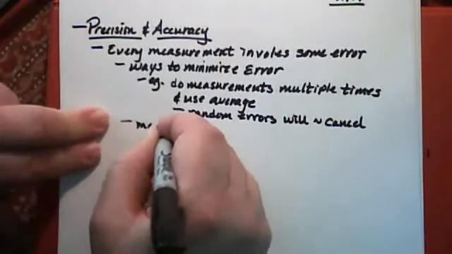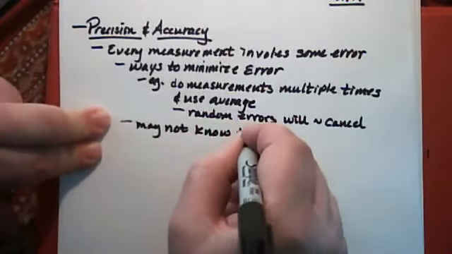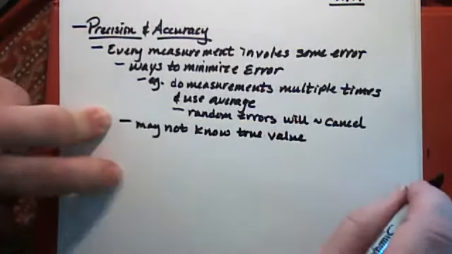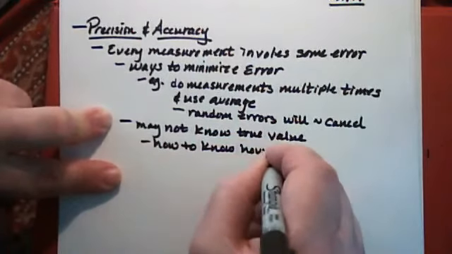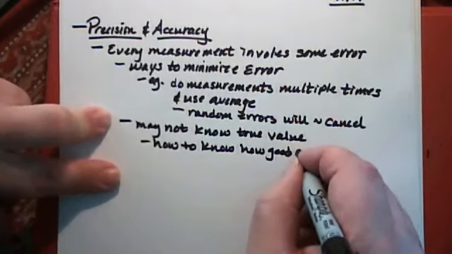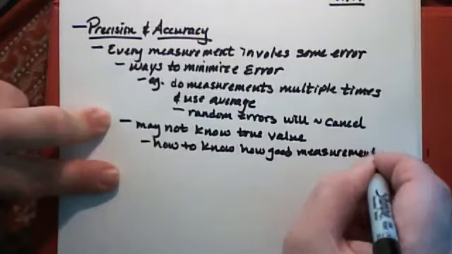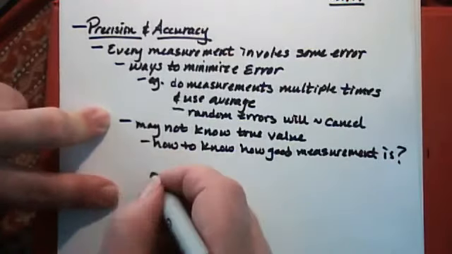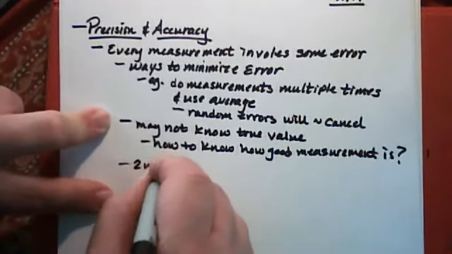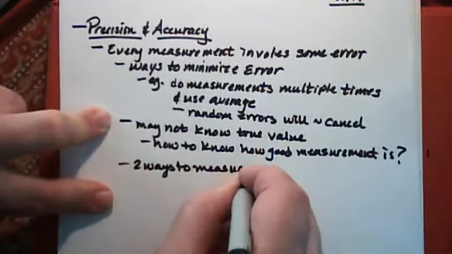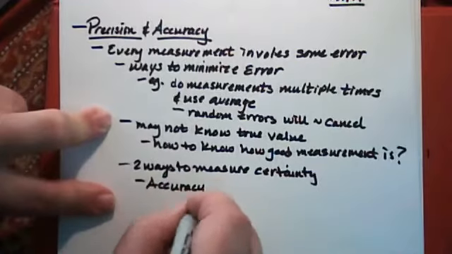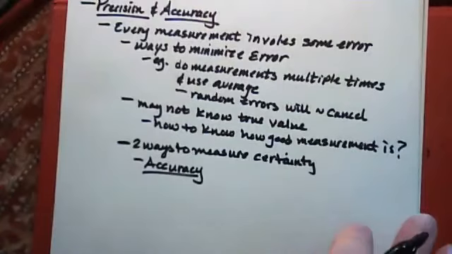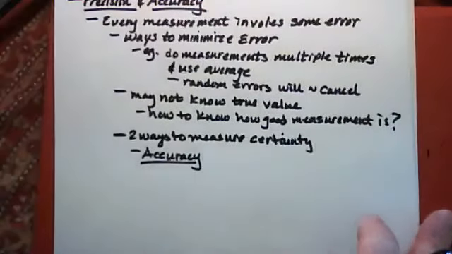And as I said, you might not know the true value. So how do you know how good your measurement is? Well, there are actually 2 ways to measure certainty. And one of those ways is accuracy. Accuracy is sort of like the holy grail of scientific research. But like I said, it's often hard to evaluate, because in order to evaluate accuracy, you have to know what the true value is.